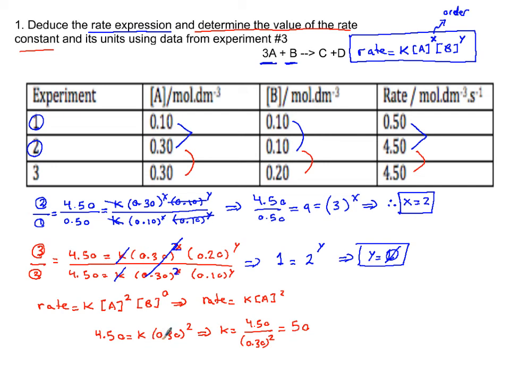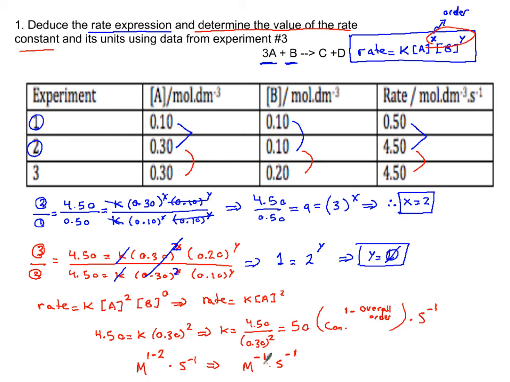Now what is your unit? Your unit is always concentration to power 1 minus overall order, times the unit of time, which in this case is second to the minus 1. Let's see what the overall order is. The overall order is the sum of x and y. In this case, it's 2 plus 0, which is 2. So its unit is concentration, molarity, to power 1 minus overall order, which is 2, times second to the minus 1. So it is molarity to the minus 1 times second to the minus 1.